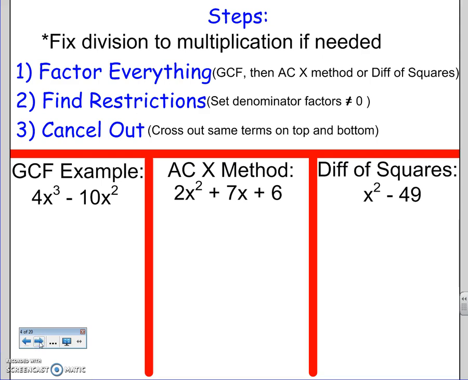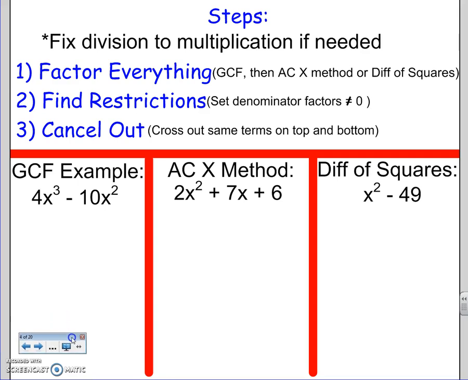Now, when we involve variables, the steps are basically the same, but there's one extra thing. So here are the steps. First, we'll actually fix division to multiplication if you needed. We never divide fractions, and I'll show you how to do that on a later example. Step 1 is factor everything. We have 3 methods. GCF always comes first, then the ACX method, or difference of squares. So let me do a quick review on that real fast.